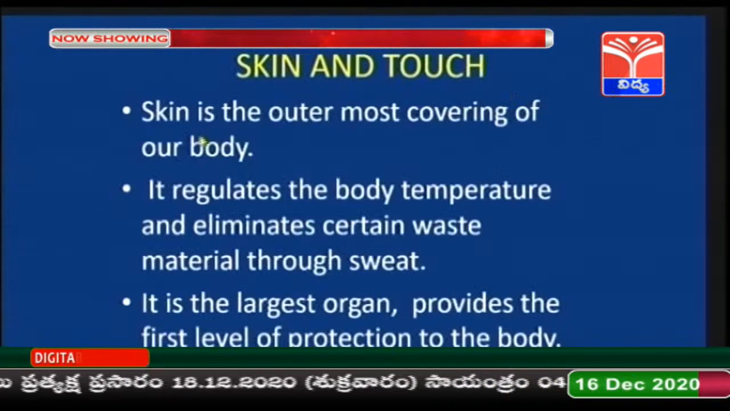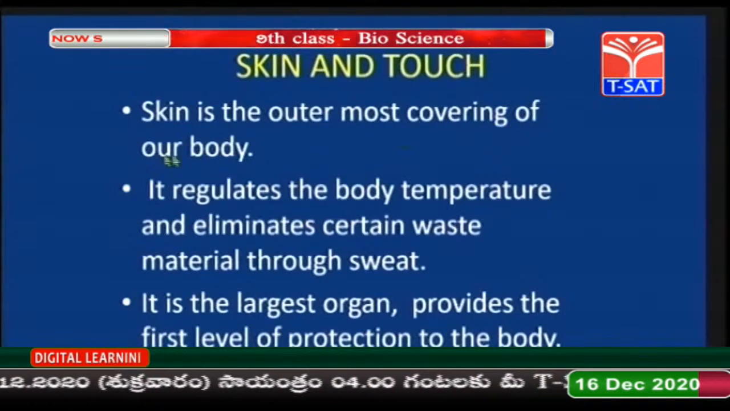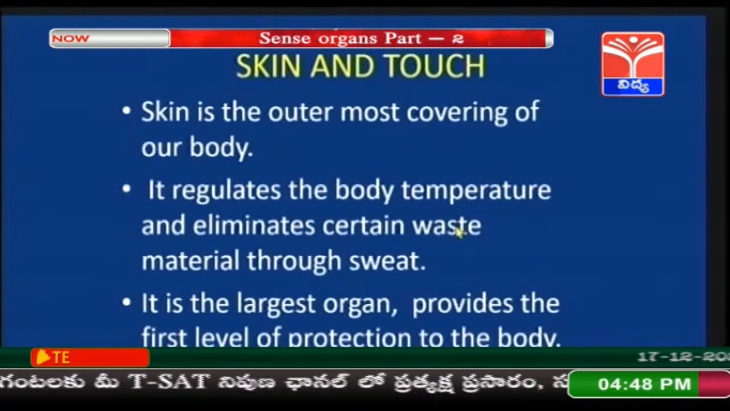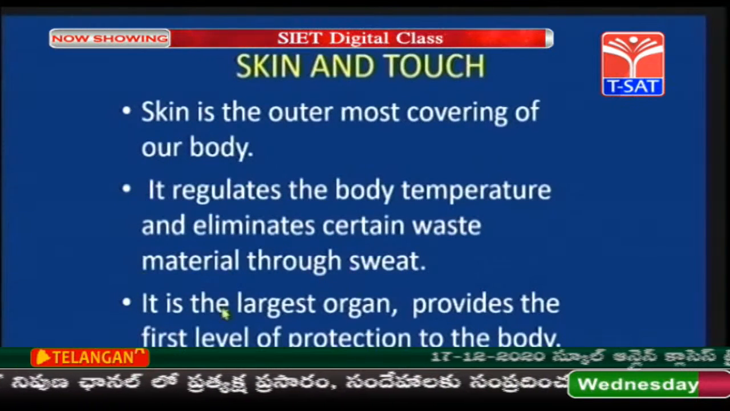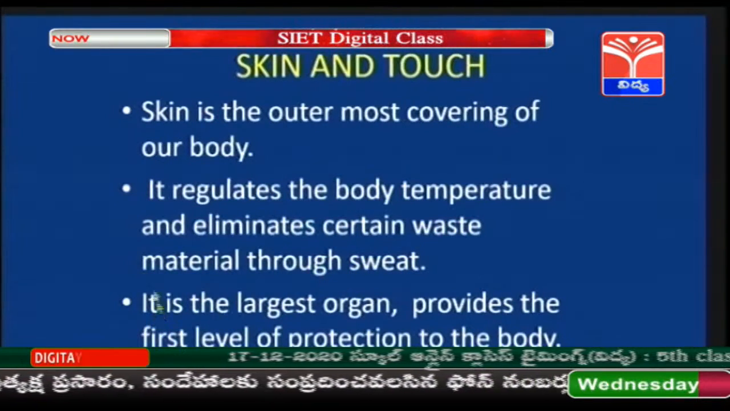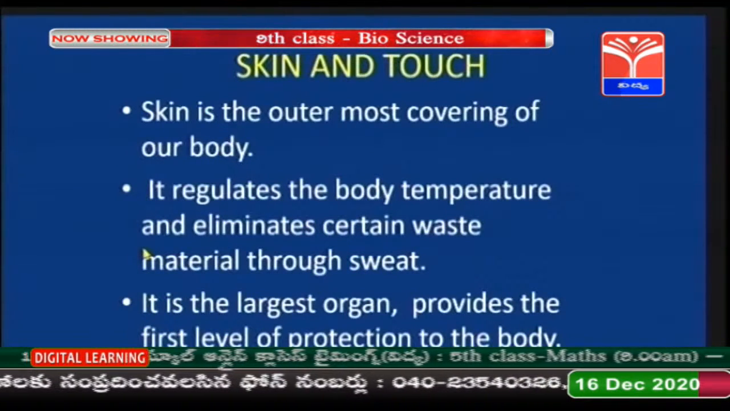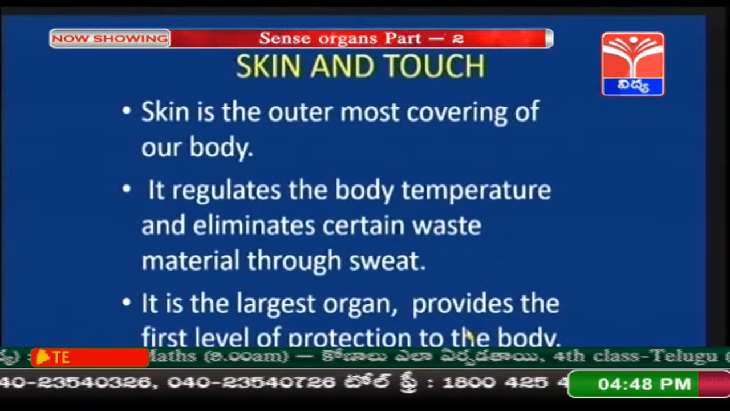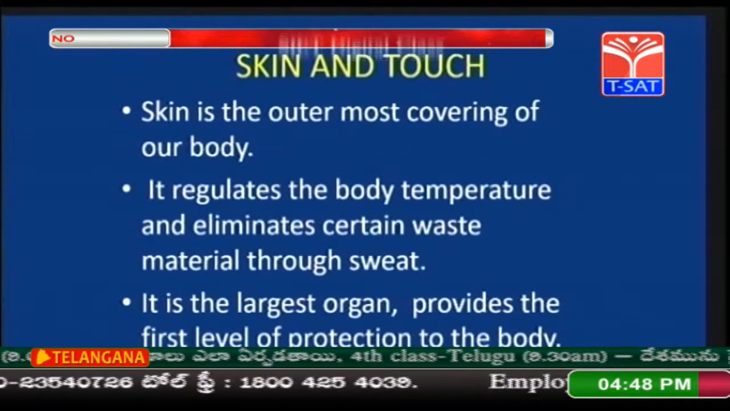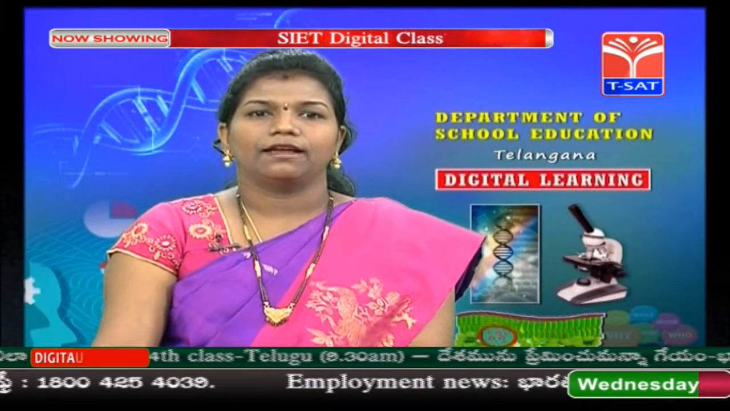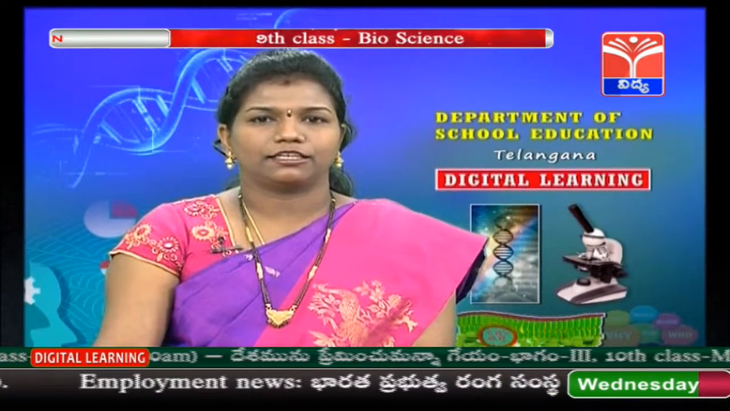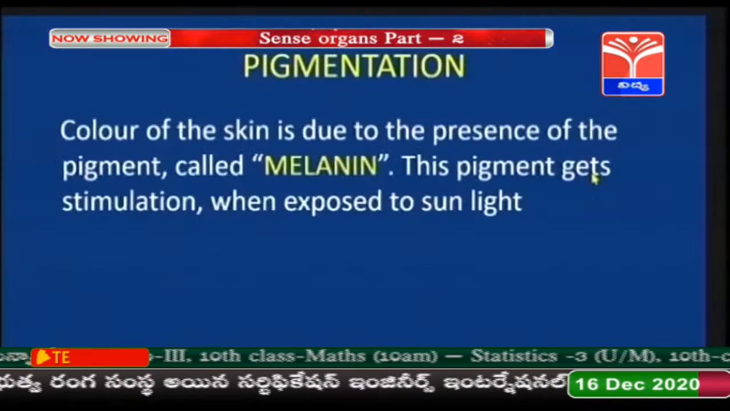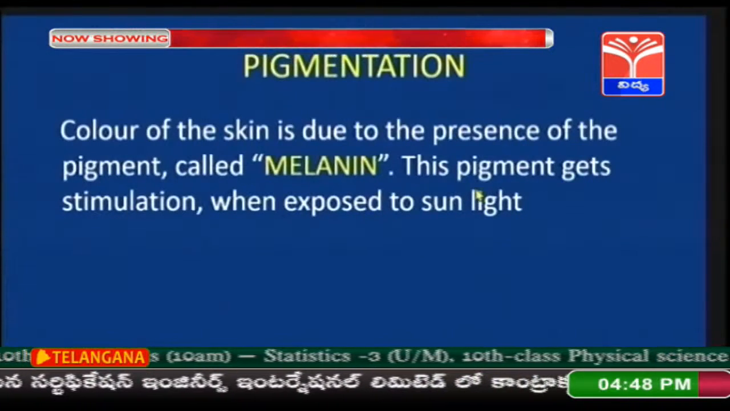Skin and touch. Skin is the outermost covering of our body. It regulates the body temperature and eliminates certain waste material through sweat. It is good to sweat, children, because we can eliminate certain waste materials also, right? Then it is the largest organ, and provides the first level of protection of the body. Pigmentation. Color of the skin is due to the presence of pigment called melanin. This pigment gets stimulation when exposed to sunlight.